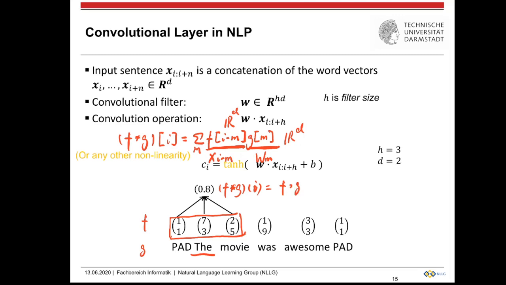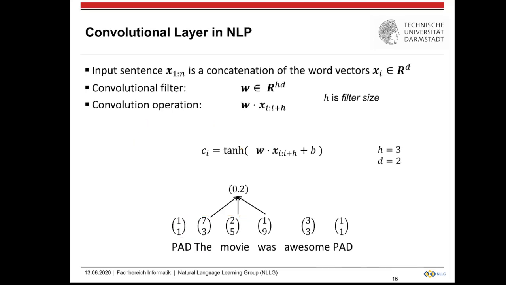Then we can follow these operations many times in order to get different convolved features at different positions i, right?